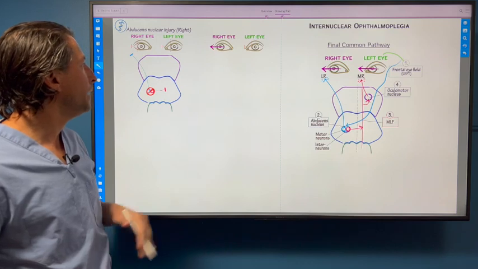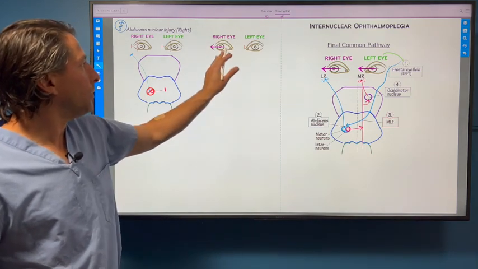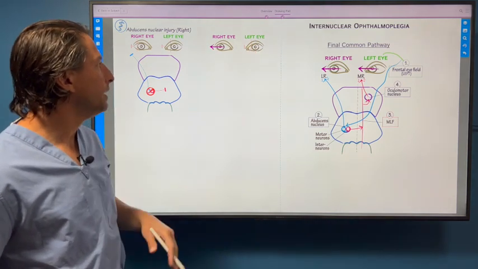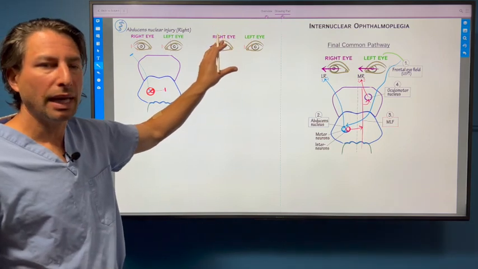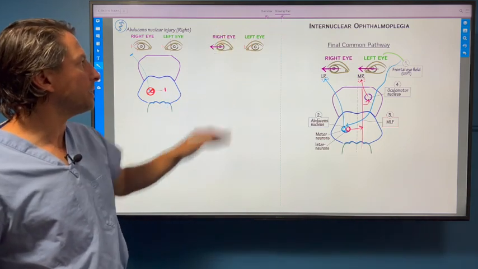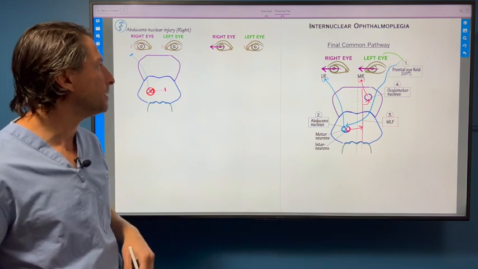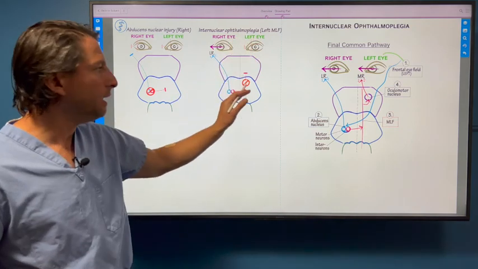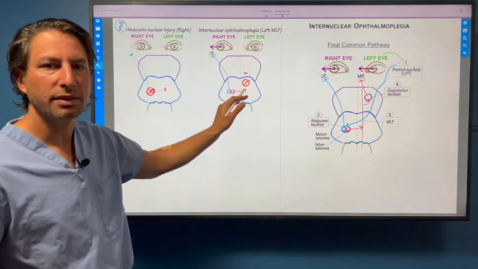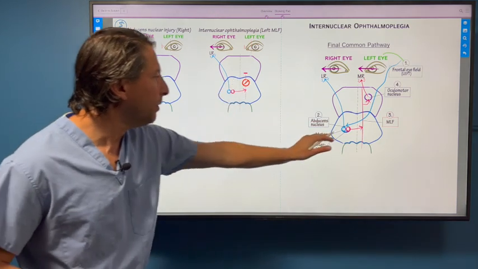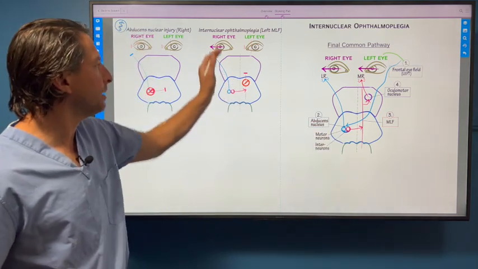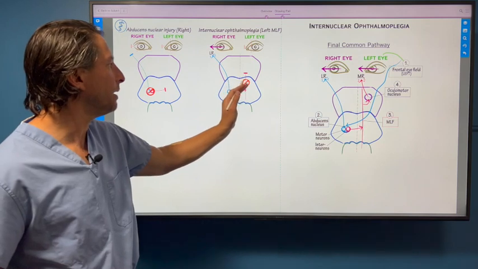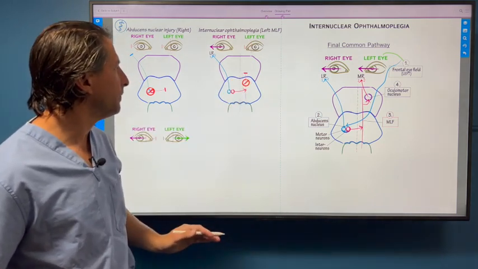In this next one, the right eye is able to move outward, but the left eye is unable to move inward. And as another clue, this eye will have nystagmus when this situation happens. So what occurs is there's an internuclear ophthalmoplegia. The left medial longitudinal fasciculus is affected. We know this because the motor neurons of the abducens nucleus are still active, but the interneurons are no longer connecting to cranial nerve 3, and this is the site where they would get affected.